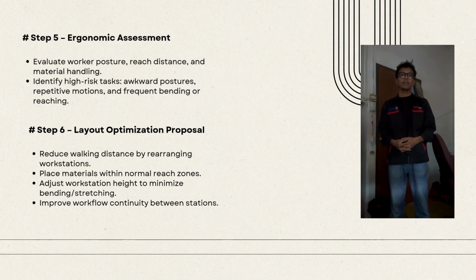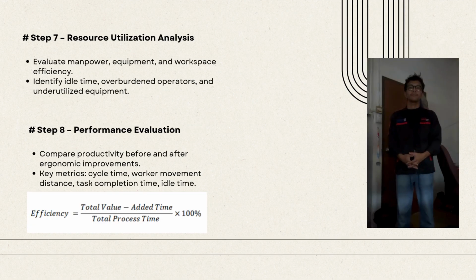For step 6 is layout optimization proposal. The proposal aims to eliminate non-value-added activities while enhancing worker comfort and productivity by optimizing the physical layout. For step 7, resource utilization analysis. Ensure that the optimized layout also balances workload and maximizes resource utilization.